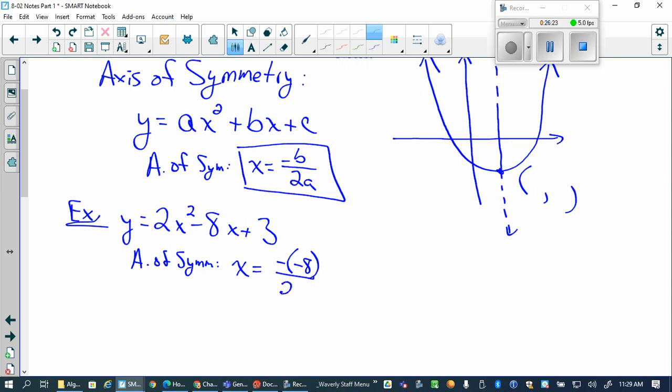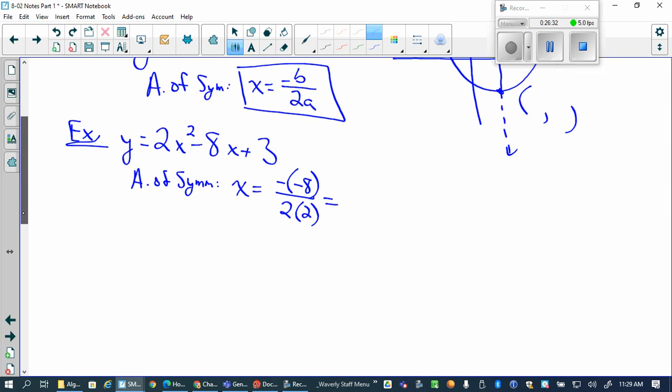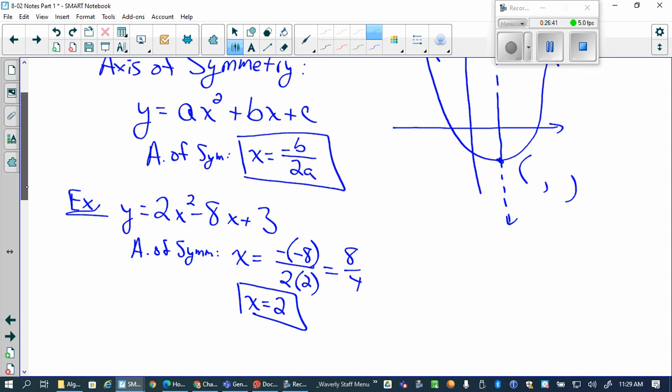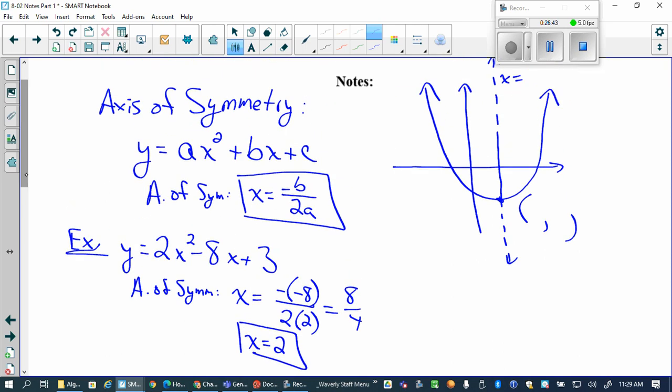What's a? 2. 2 times 2, right? So what's negative 8? So it's 8 over 4, so the equation is x equals what? 2. So that would be the equation, x equals 2, for that axis of symmetry. Okay? And by the way, for our vertex, what's the x value for it? It's 2.